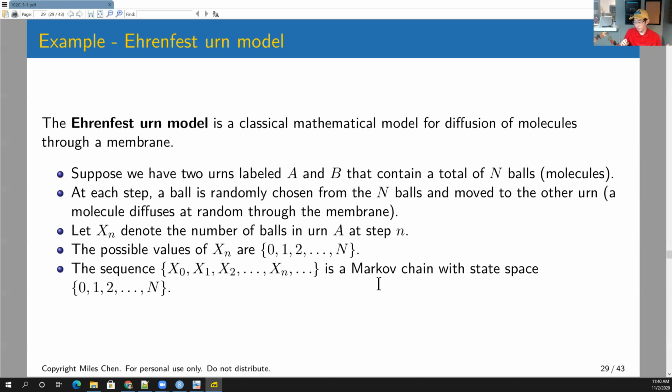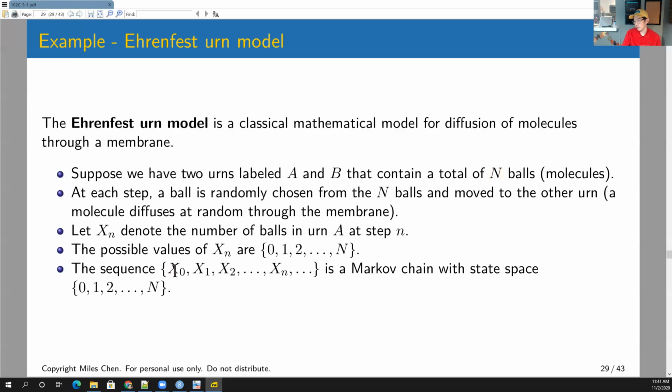At each step, a ball is randomly chosen from all of the n balls total and moved from one urn to the other. So either we pick a ball in urn A and move it to B, or we pick a ball in urn B and move it to A. And x sub n is going to be the number of balls in urn A at step n. So the possible values for x sub n are 0 through big N. We've got a total of big N balls, so you can have anywhere from 0 to big N in urn A.